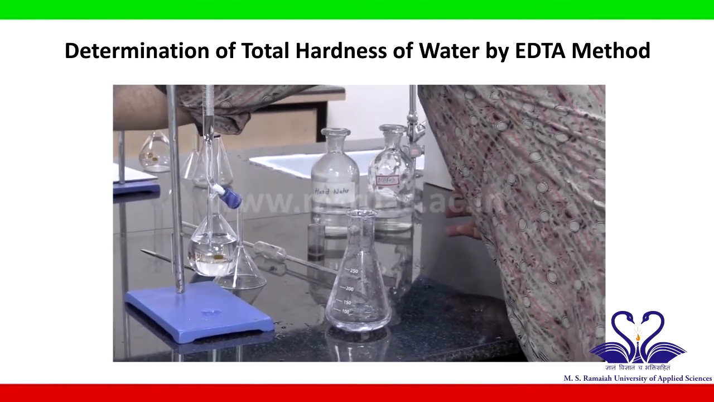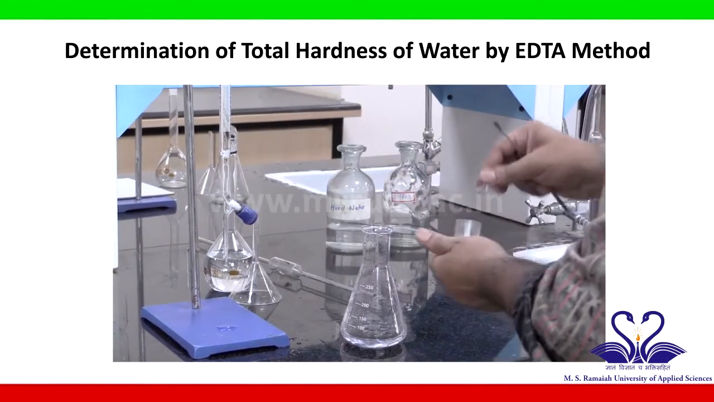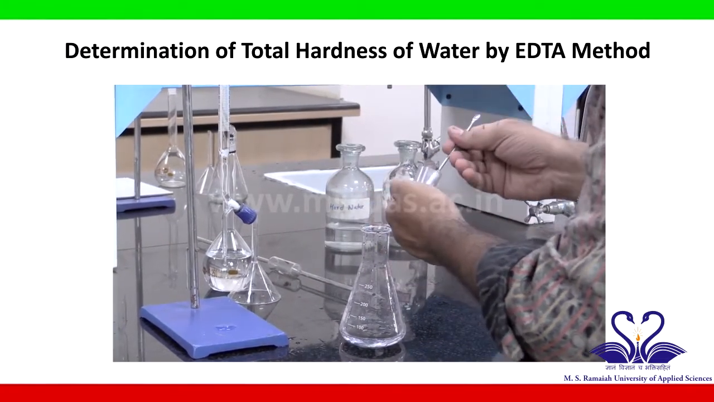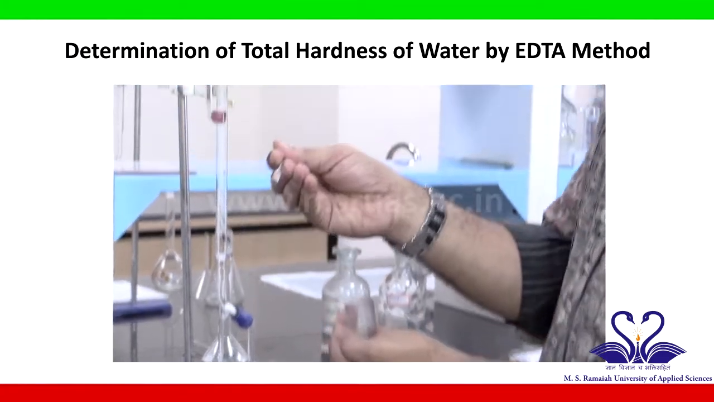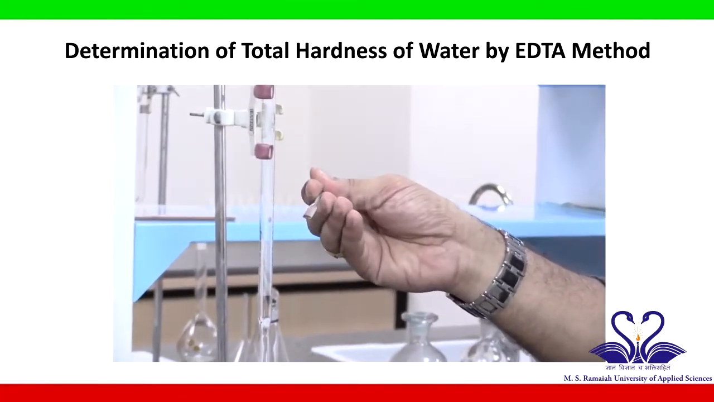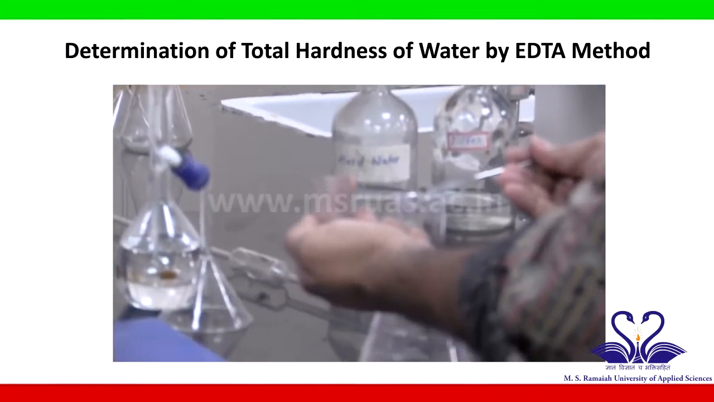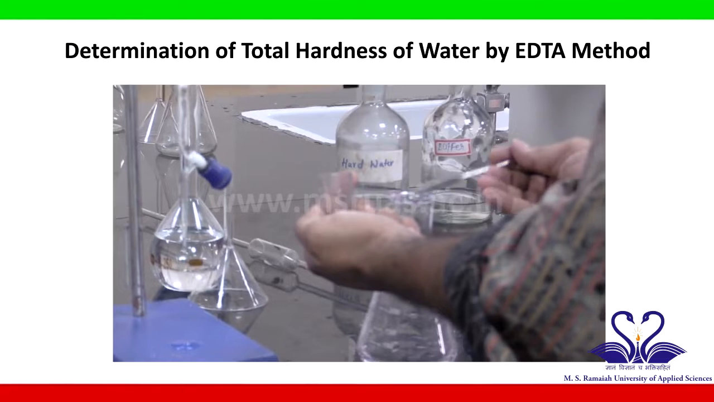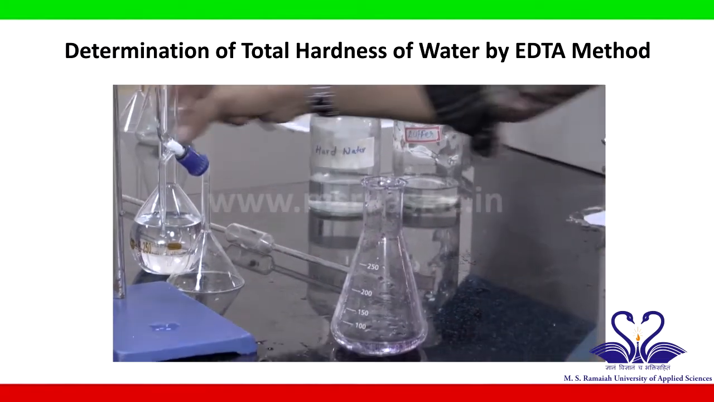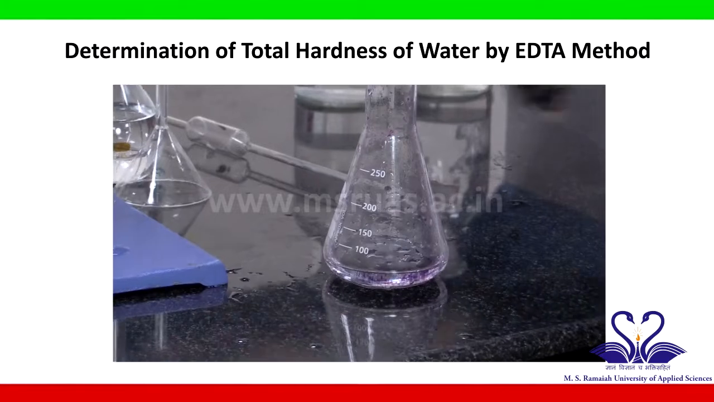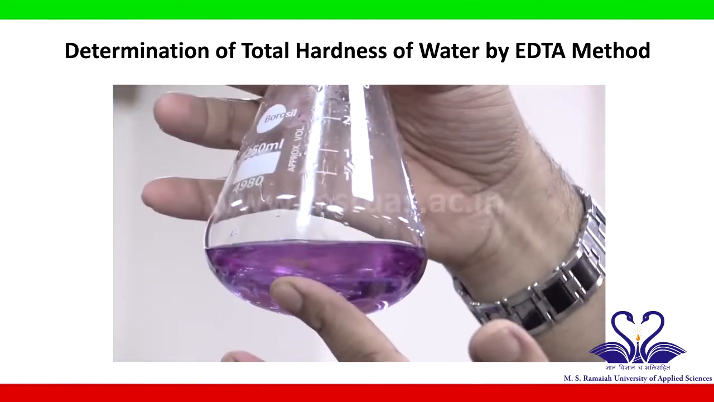Now we have to add the indicator. A pinch of indicator, a small quantity of indicator to the flask. So you can see now we are able to get the wine red.